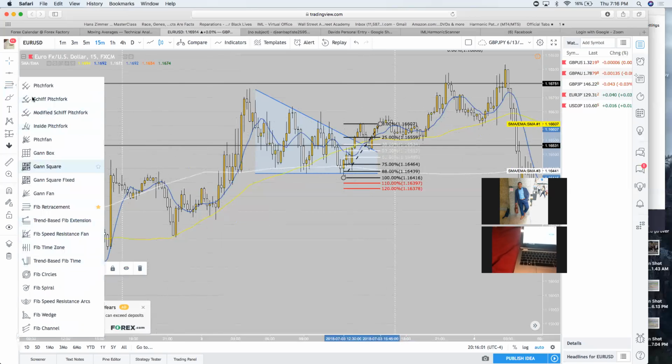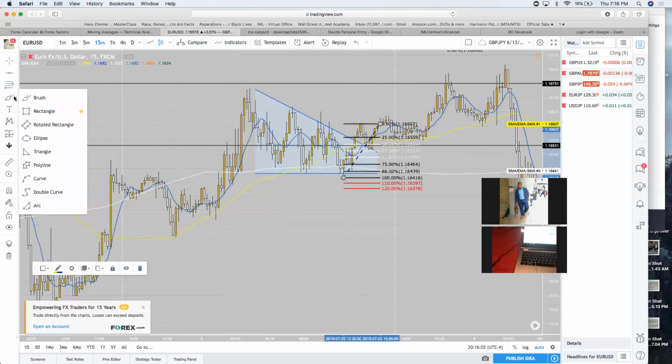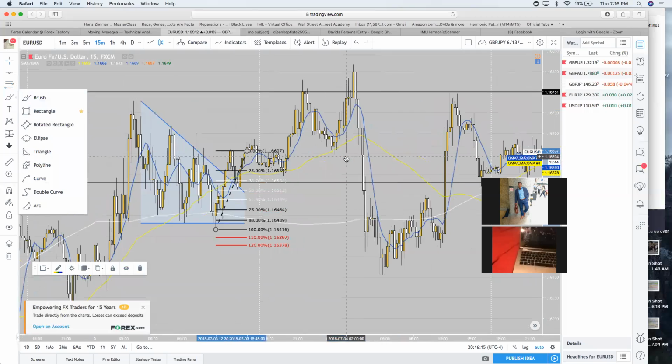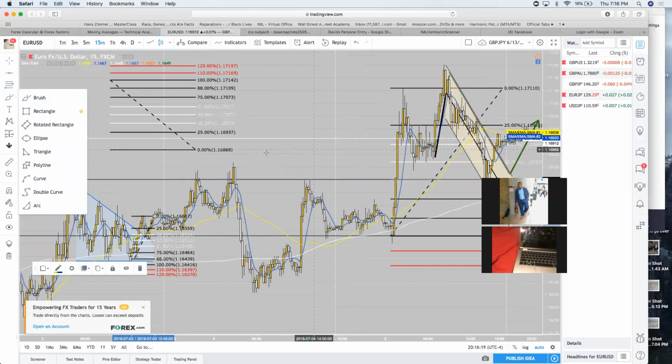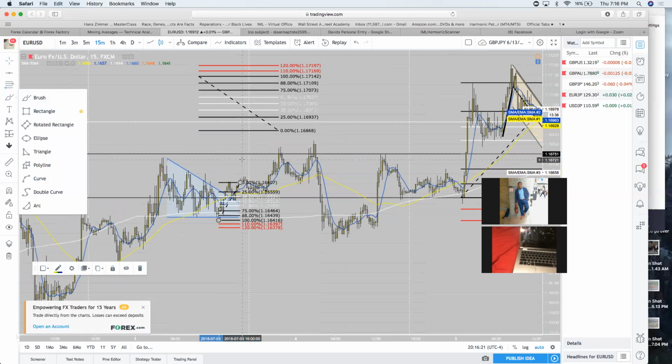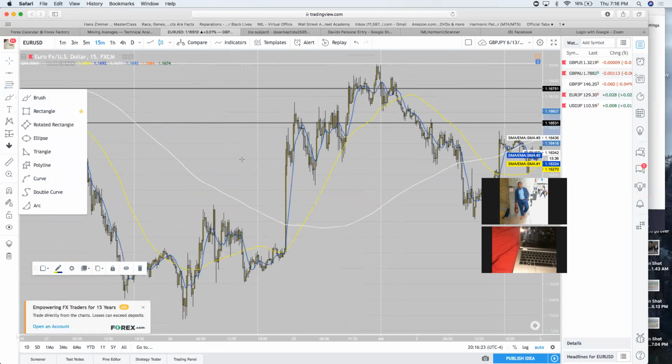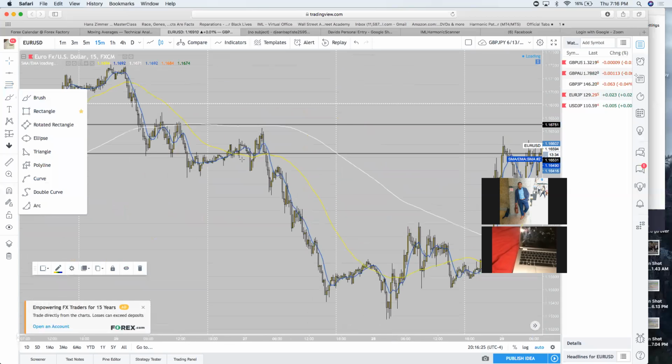All right, so now let's go to the fourth icon. We have a brush, we have a rectangle, rotated rectangle, ellipse. We have all these different shapes that we're able to use to help us understand where we are in the market.